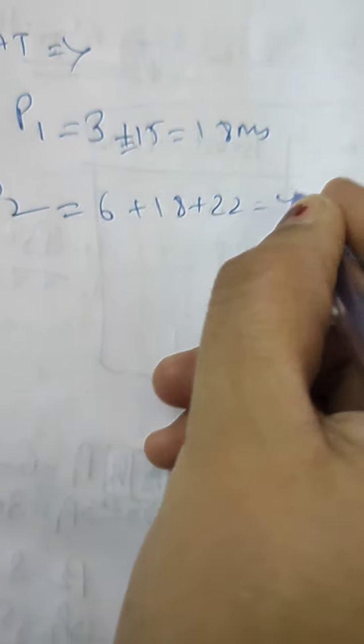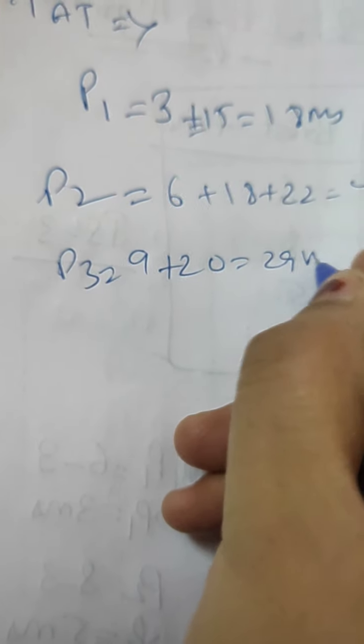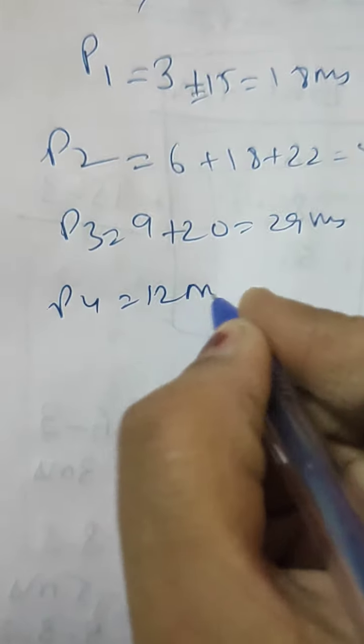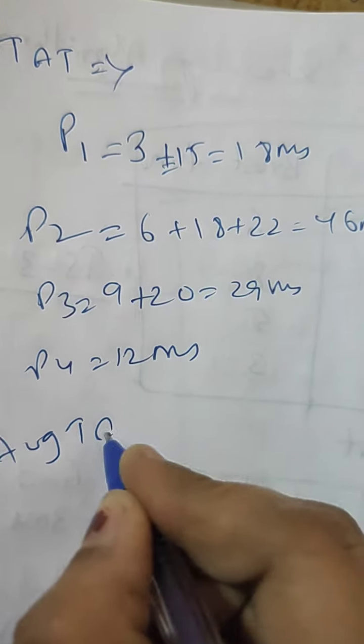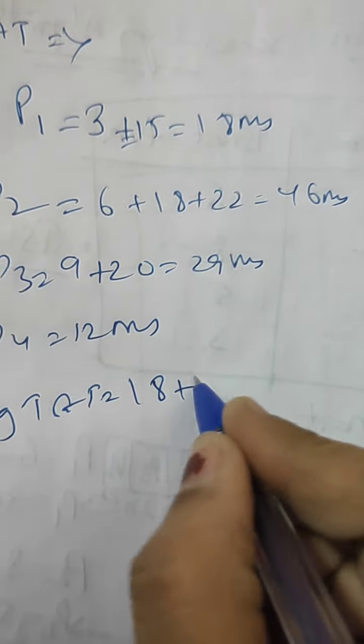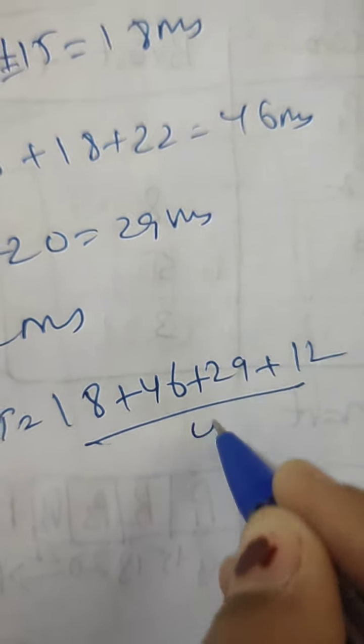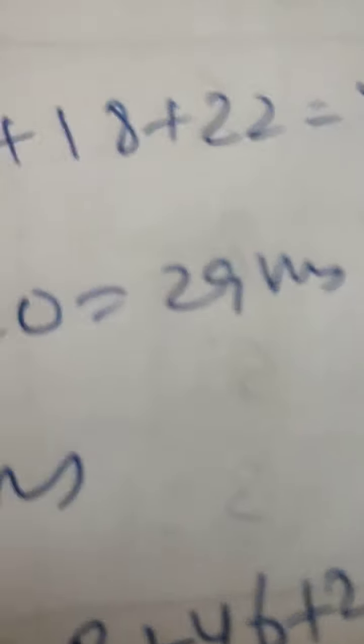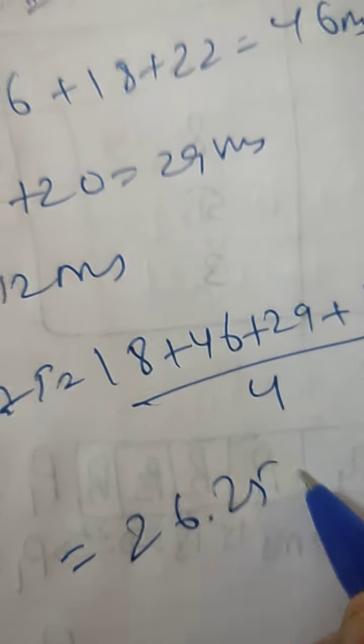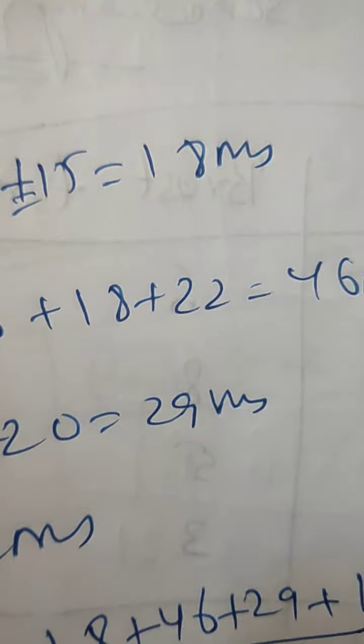I'm writing P2, it's going to take 6 plus 18 plus 22, which is 46 milliseconds. And P3 is 9 plus 20, it is 29 milliseconds. P4 is 12 milliseconds. Now average the turnaround time. Nothing but 18 plus 46 plus 29 plus 12 by 4. If you sum up all those things, you are going to get around 26.25 milliseconds. This is the turnaround time.